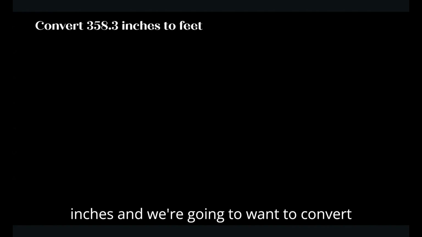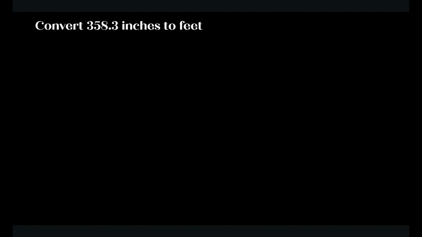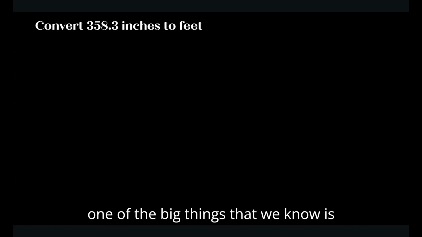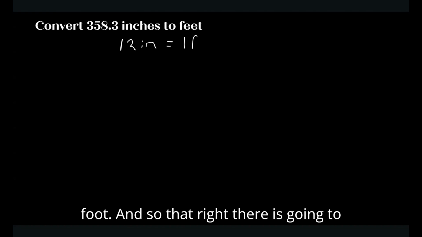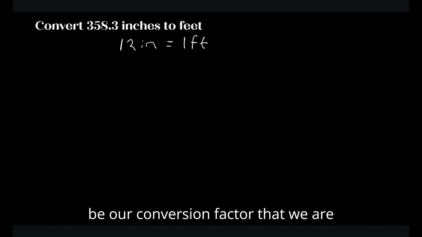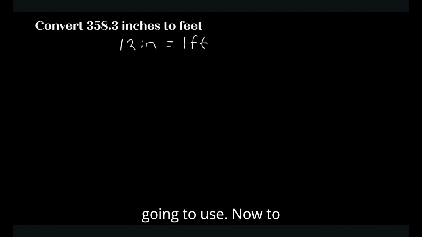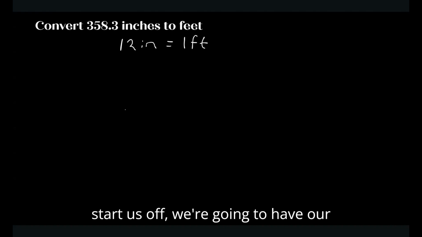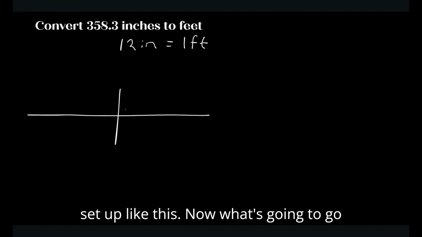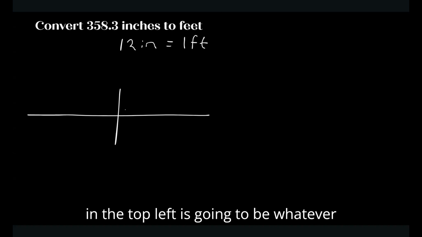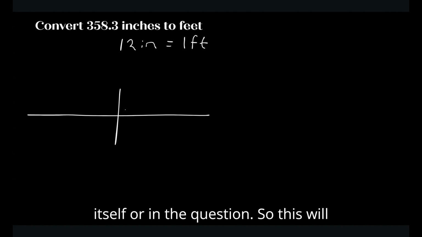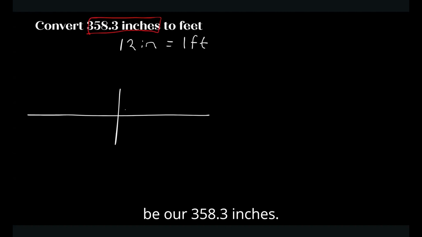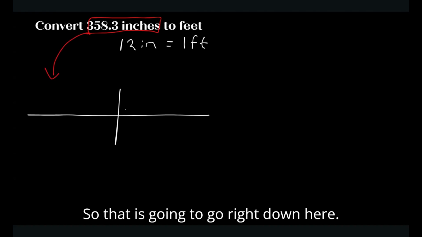All right, so we are going to have 358.3 inches, and we're going to want to convert those to feet. So one of the big things that we know is that 12 inches is going to be equal to 1 foot. And so that right there is going to be our conversion factor that we are going to use. Now, to start us off, we're going to have our conversion chart, which is going to be set up like this. Now, what's going to go in the top left is going to be whatever is provided in the problem itself or in the question. So this will be our 358.3 inches. So that is going to go right down here.